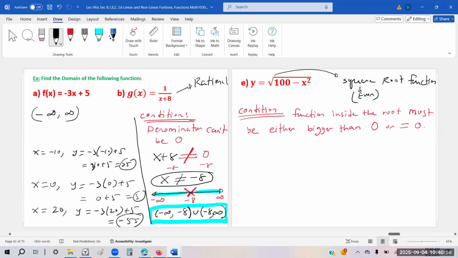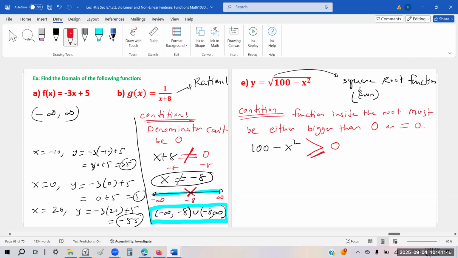So for our case, what is our function? What do we have inside the radical? I said function. What do you see inside the radical? This is what you see: 100 minus x squared. You see 100 minus x squared inside the radical. That function can be bigger than 0 or equal 0. So start with the condition, and then from there, solve for x.